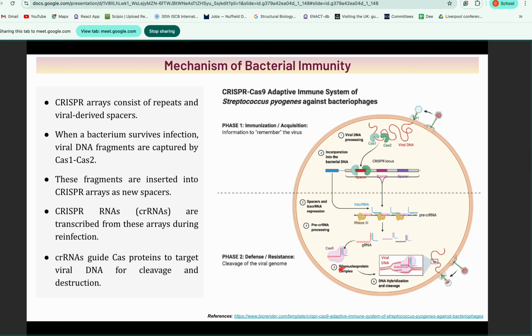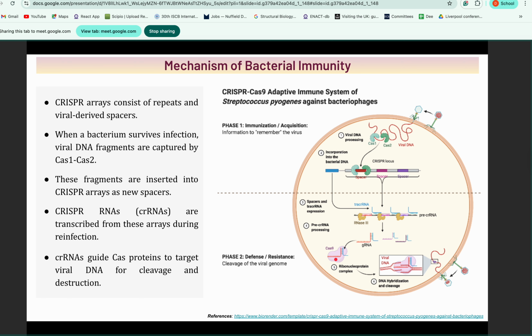Now the next step will be the ribonucleoprotein complex. This crRNA guides the Cas proteins to target the viral DNA for cleavage and destruction. So now all of them will act as the guide RNA. And how will they act as a guide? For example, the same virus attacks, and let's assume it belongs to this red colored spacer. So now this will act as a guide RNA.